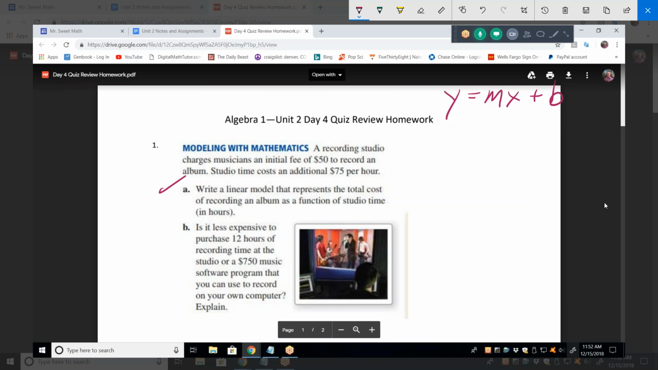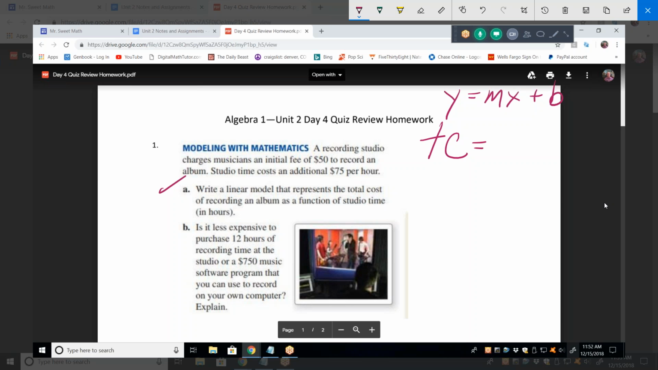So write a linear model, this is linear, that represents the total cost. Well, which variable is going to be the total cost here? Would it be $50? Which variable in my y equals mx plus b represents total cost? The b? No. It's the y. It's the thing on the left. Total cost. I'm going to call it total cost. Okay? Now, what is the total cost going to be?